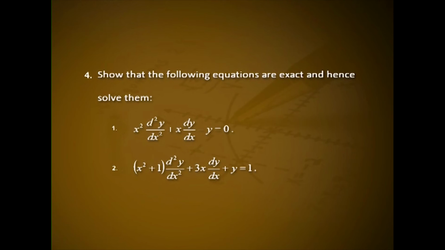Fourth one, show that the following equations are exact and hence solve them. First one, x^2 d^2y/dx^2 + x dy/dx - y = 0. And second, (x^2 + 1) d^2y/dx^2 + 3x dy/dx + y = 1.